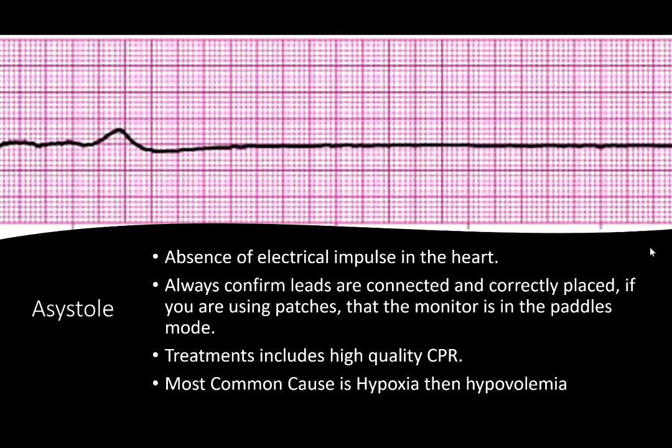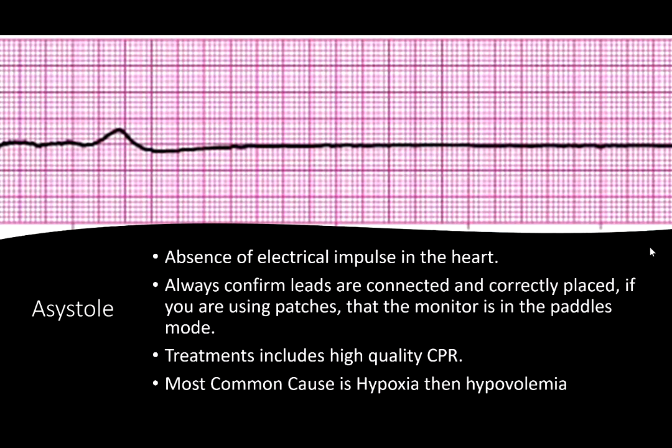So this is just high quality CPR. We're going to give our epinephrine every 3 to 5 minutes. We're going to make sure we get good oxygenation. We're going to intubate our patient, all those things. And we're going to try to correct our 6 H's and T's to see if we can reverse this at all. But typically, patients who are in asystole have a very, very poor outcome.